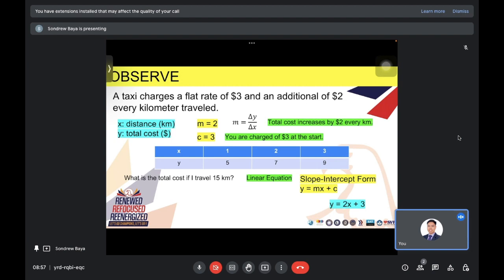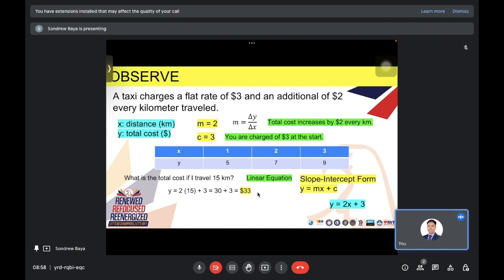So if I travel for 15 kilometers, then my x would be equal to 15 because x here is the distance, remember? So 2 times 15, that would be 30, plus 3, that will result to $33.